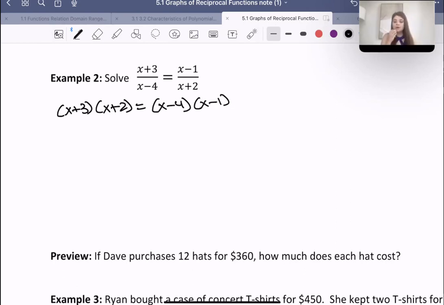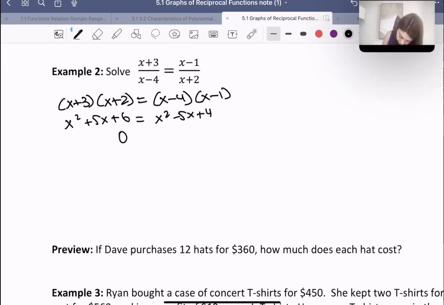Now I'm going to expand these, and I'm going to get x squared plus 5x plus 6 is equal to x squared minus 5x plus 4. And then I'm going to put all of these on one side, okay? So therefore, 0 is going to be equal to x squared minus x squared, minus 5x minus another 5x, plus 4 minus 6. Well, the x squared and the x squared are going to cancel.